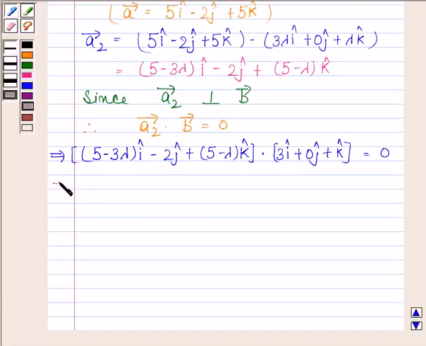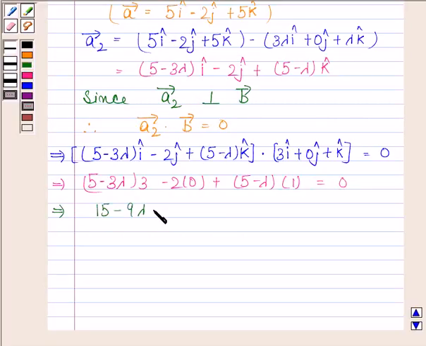Now this implies (5 minus 3 lambda) into 3 minus 2 into 0 plus (5 minus lambda) into 1 is equal to 0. This implies 15 minus 9 lambda minus 0 plus 5 minus lambda is equal to 0. Now this implies 20 minus 10 lambda is equal to 0. And this implies lambda is equal to 2.